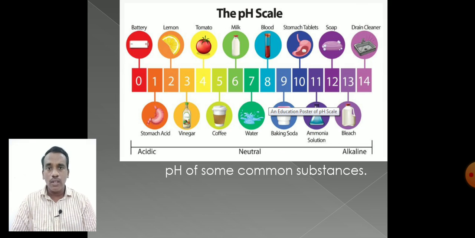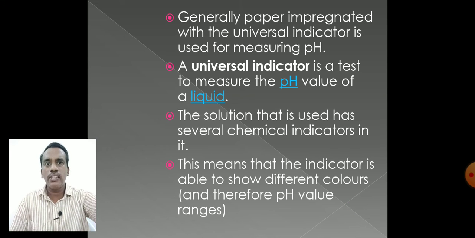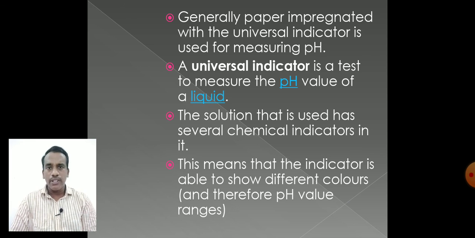So let us come to the conclusion. What is the pH scale? The pH scale is used to measure the strength of a substance to produce H plus ion. How is this pH measured? It is measured using a universal indicator. It has different colors. So in the next video, we are going to see how we study pH in our day-to-day life and how it is related. Thank you, children.